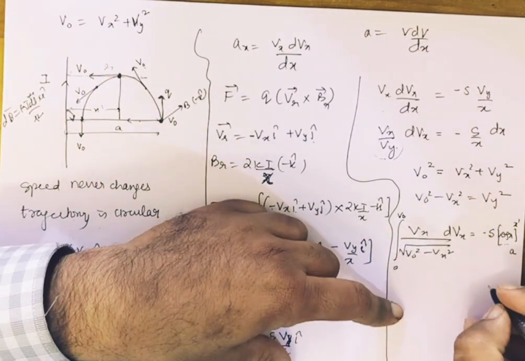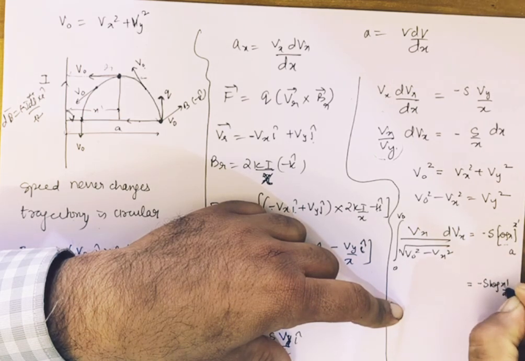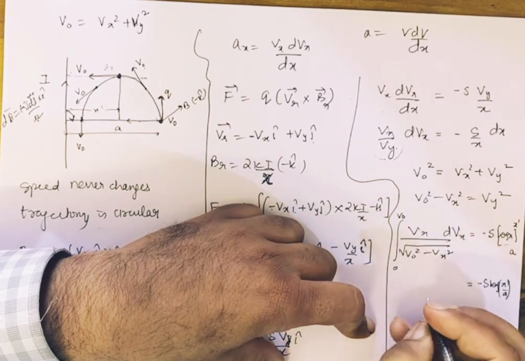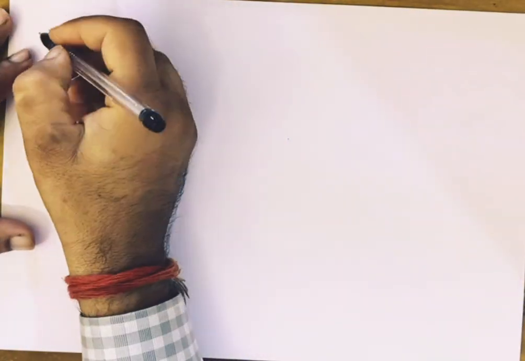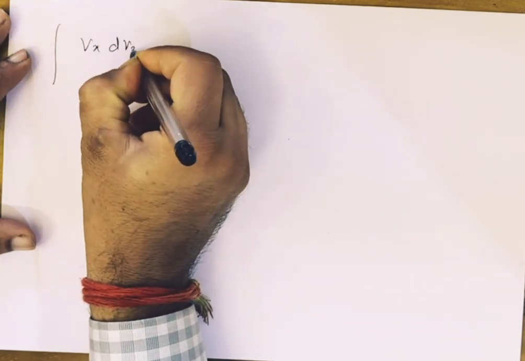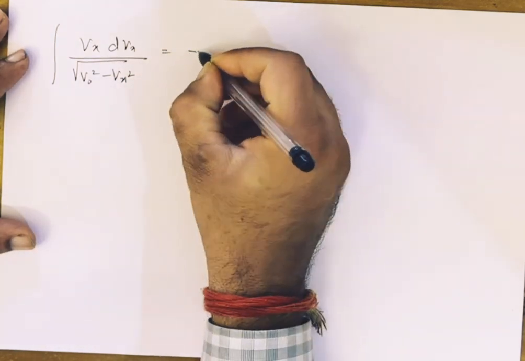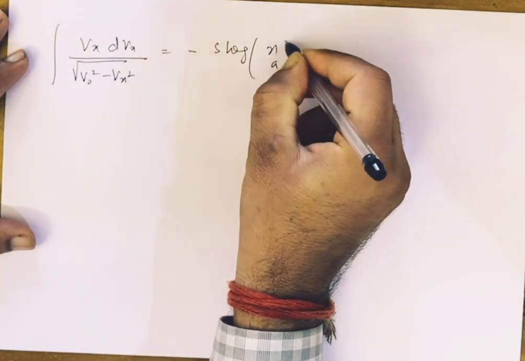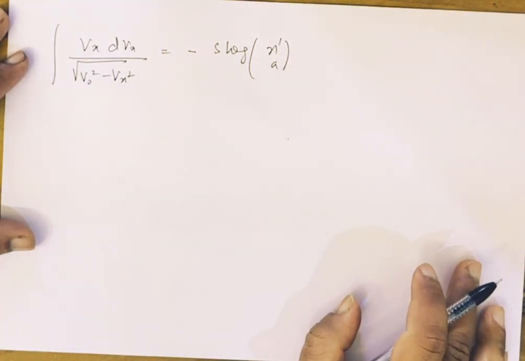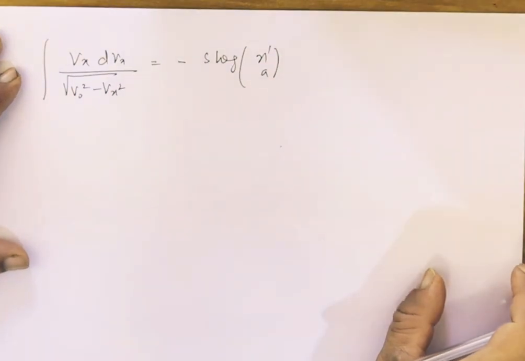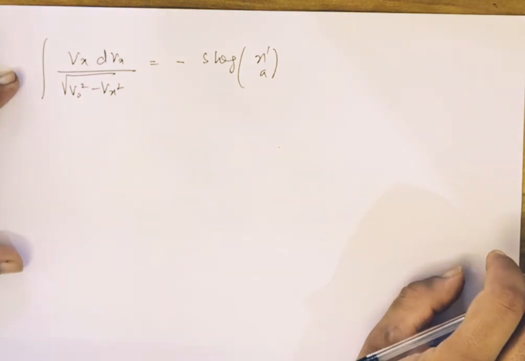Now I have to integrate it and get the answer. First I'll solve this: minus s log of x dash divided by a. That part is solved. This part needs to be solved, so I'll solve it on the next page. So I have the integration of Vx dVx, minus s log of x dash upon a. I hope this is coming in the frame. Yes, it's coming in the frame. Now how to solve this?